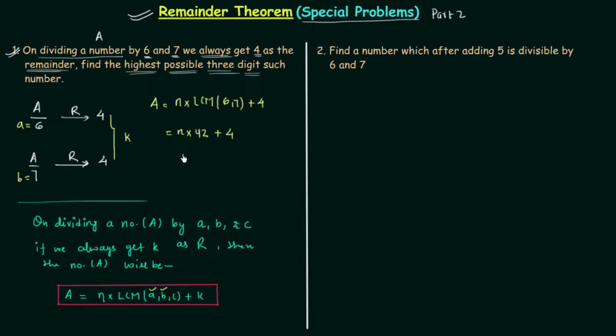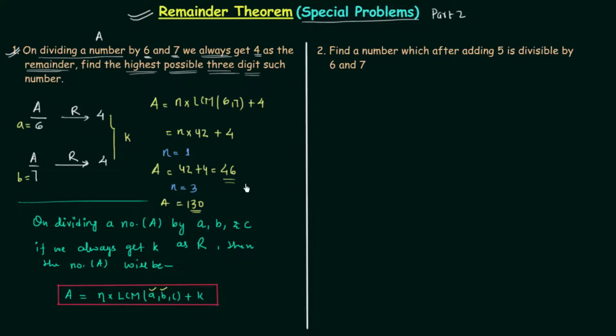Now if you choose n as 1, then you will get the number A as 42 plus 4, which is 46. The obtained number is a 2-digit number, but in the question we need to find the highest possible 3-digit number. If you choose n as 3, you will get A as 130. This is a 3-digit number, but this is not the highest. So the condition of 3-digit is satisfied, but it is not the highest, so the overall condition is not satisfied.